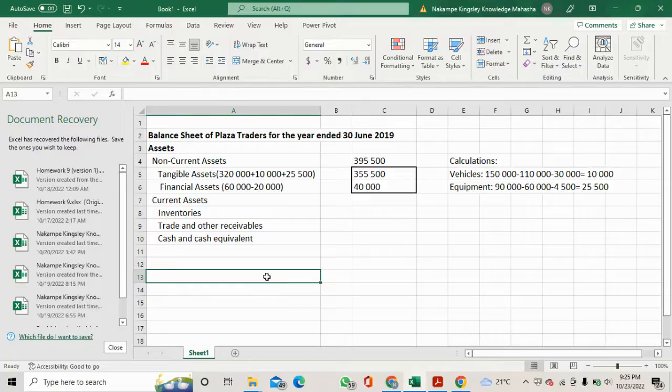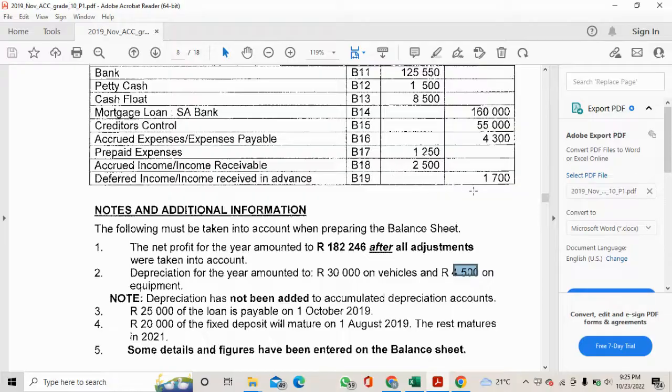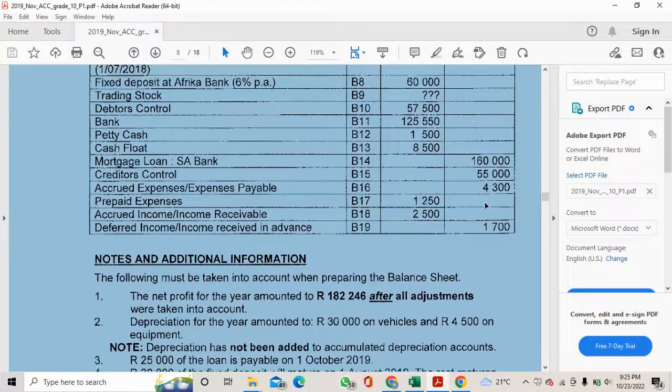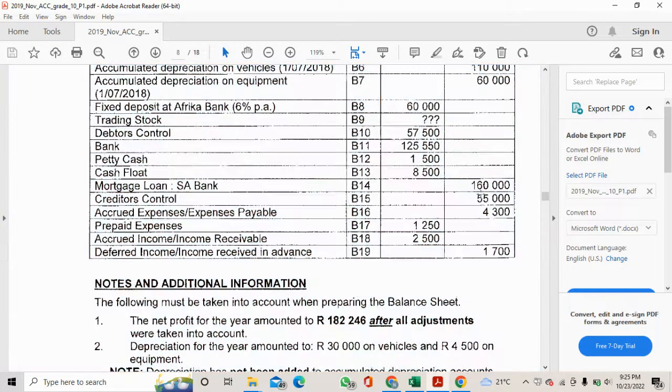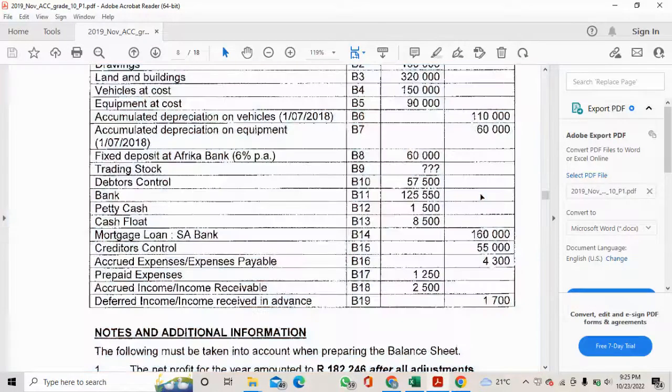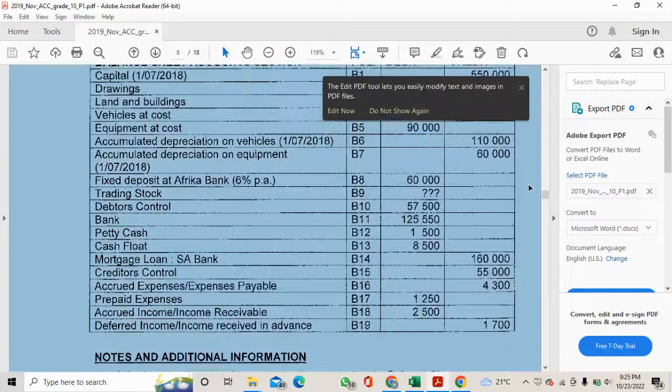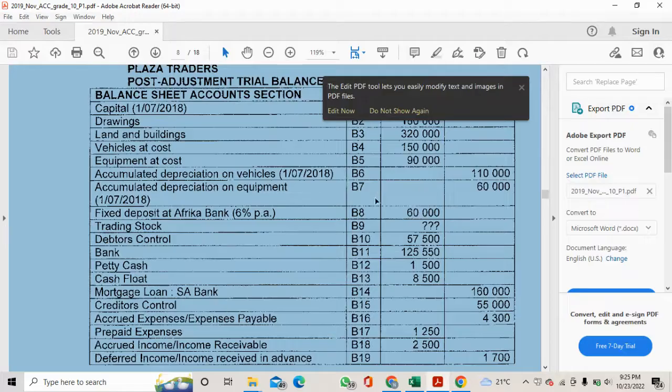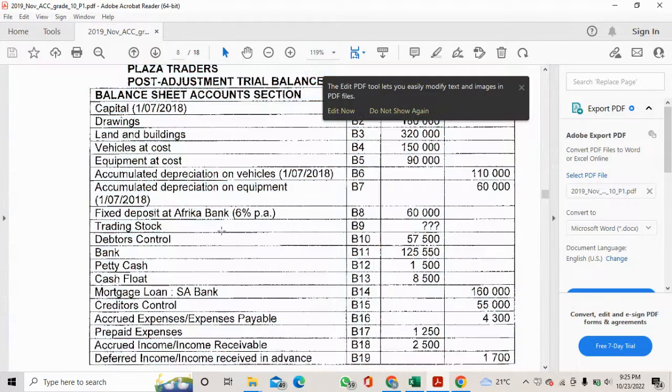You're going to have your inventory. What happened in your inventory? When I was doing this question, I realized that they didn't give us an amount for inventory, so our inventory was a balancing figure. Trading stock they didn't give us, so it was a balancing figure. So let's go to our trade and other receivables.